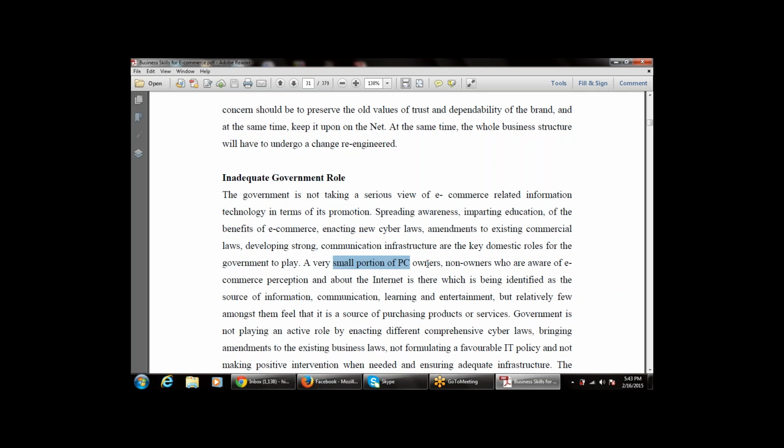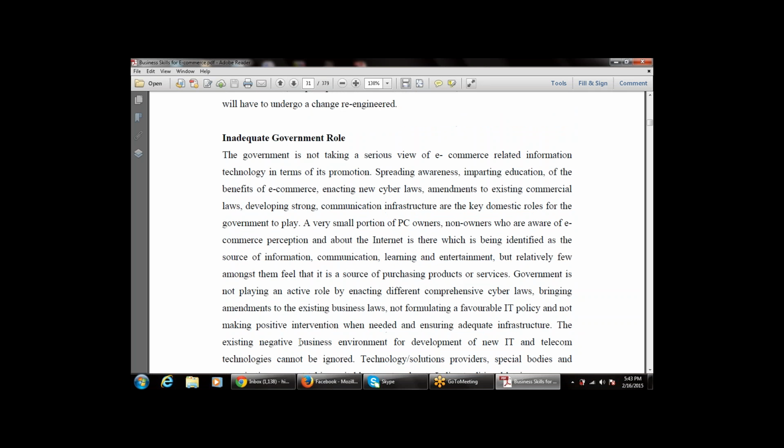Only a very small portion of PC owners and non-owners are aware of e-commerce, and the internet is identified as a source of information, communication, learning and entertainment, but relatively few among them feel that it is a source of purchasing goods and services.